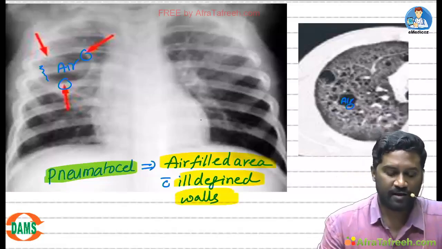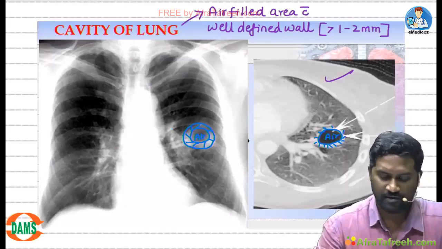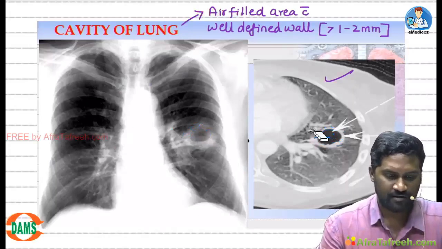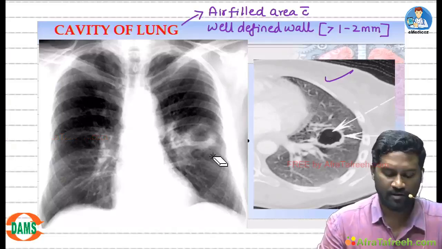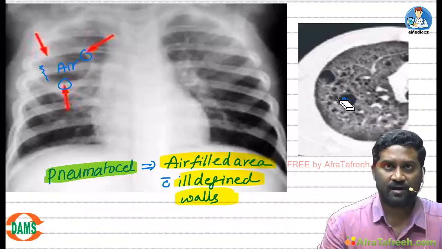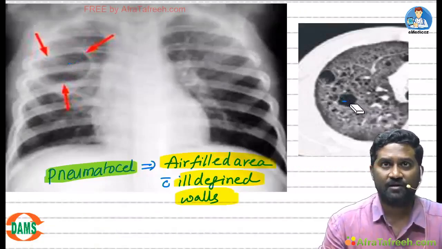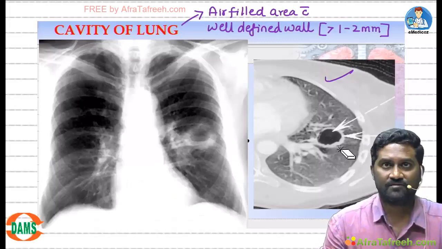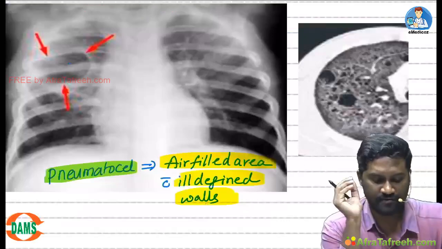Now keep this air-filled area in your mind. Now compare with air-filled area previously. Now what do you notice here, students? This air-filled area is having a good wall. So black area, around that whitish area is the wall. Whereas here it is an air-filled area, but you are unable to appreciate the wall. See the wall dimension, not seen properly here, very well seen here. This is the difference between cavity and pneumatocele.